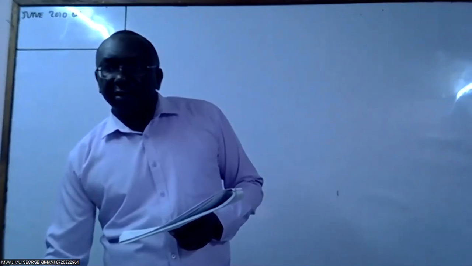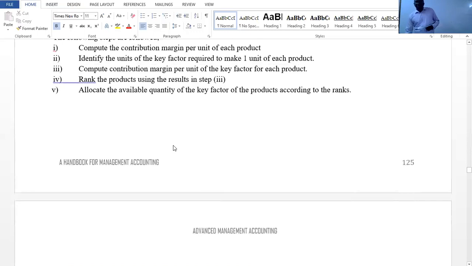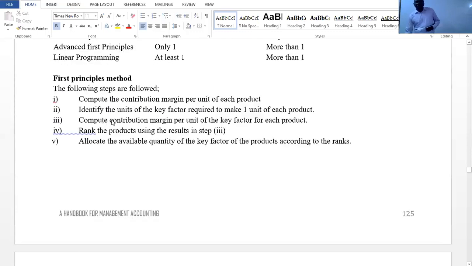It is very direct. The answer to part A is this one. What we have called contribution margin per unit of the key factor. That's the answer to part A. Just that and you get 4 marks. It is the one that we use to determine, because when we come to step 4, we are saying that we will use the results in step 3. After we have ranked, then we allocate the resources. So the key consideration is the contribution margin per unit of the key factor.